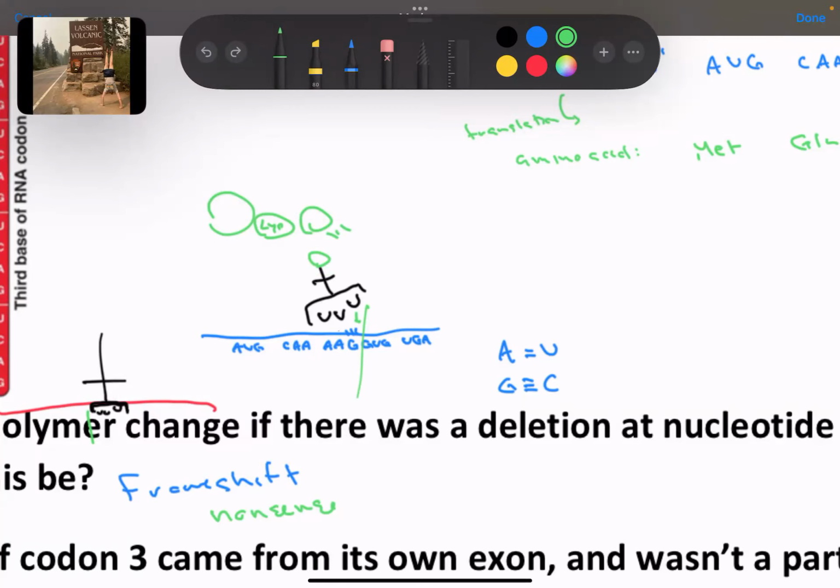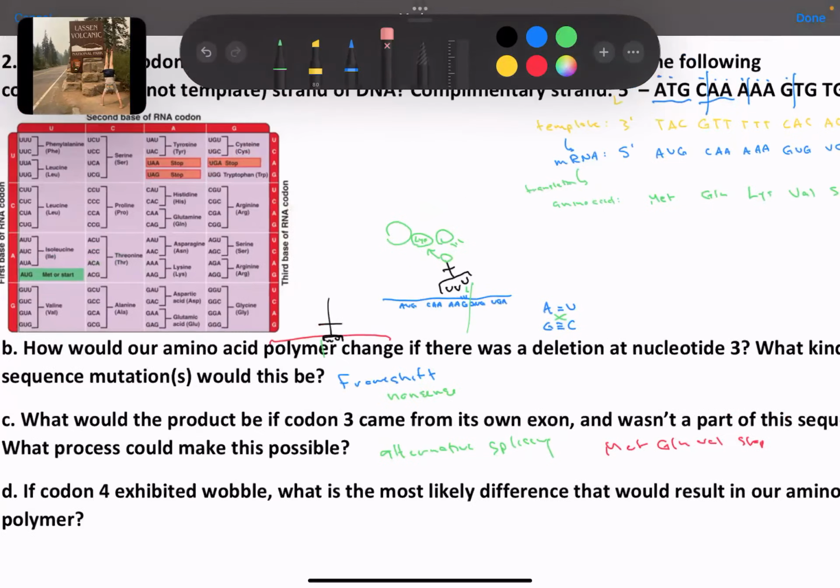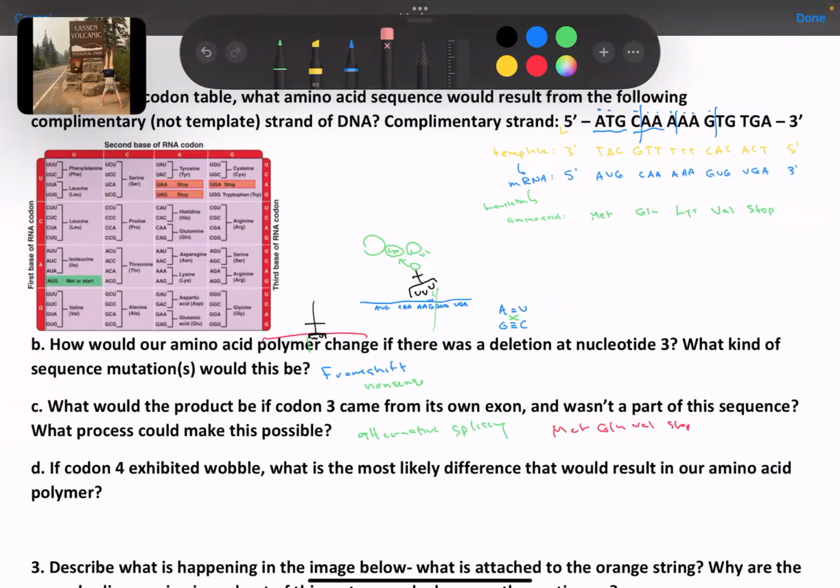So if the wobble is too intense because you have a mismatch in the number of hydrogen bonds that your nucleotides are expecting, that your tRNA really needs, then you might not be able to polymerize that amino acid sequence. The wobble could be too intense because the nucleotide bases are too incompatible. But getting back to the actual question, if codon 4 exhibited wobble, let's investigate that.